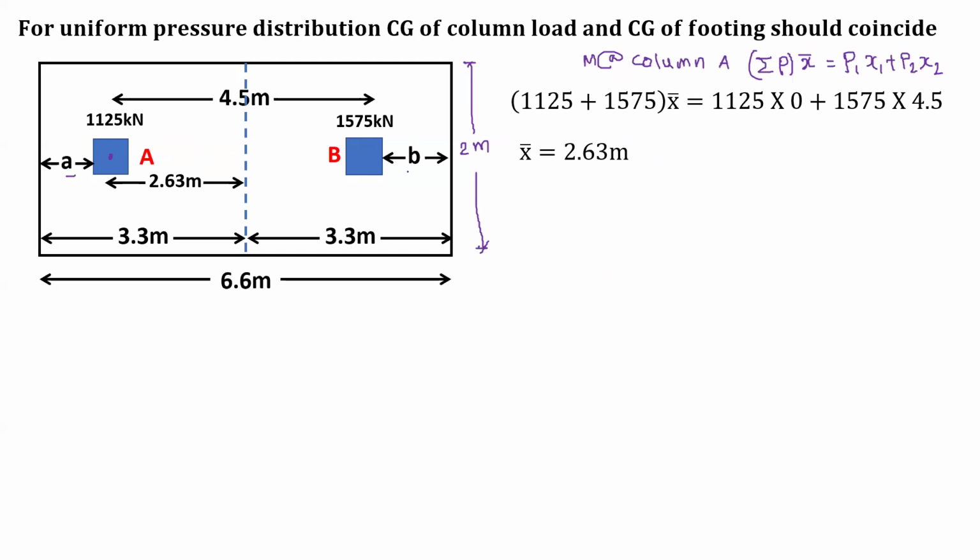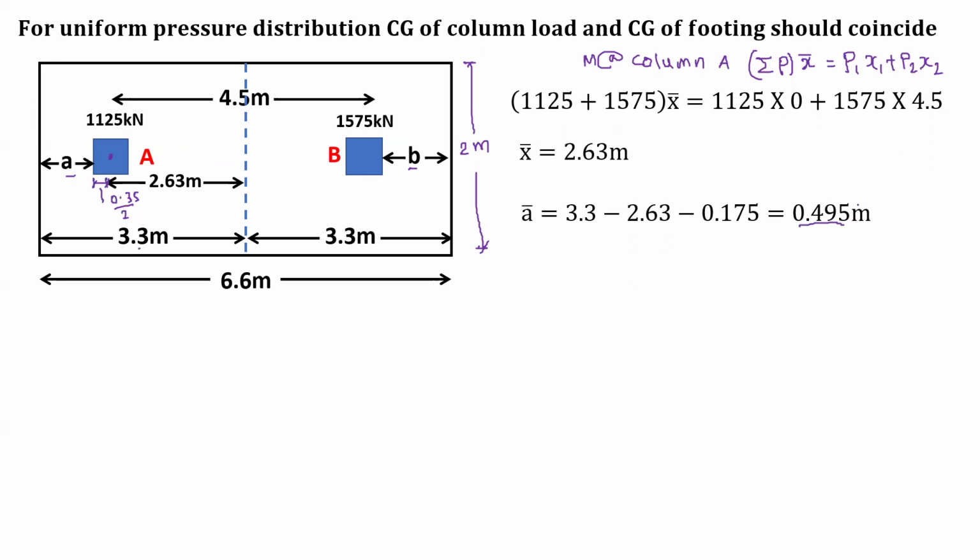Now how will we calculate this A and B? Now we know this distance 2.63. So in total we have 3.3. Now this distance is the column width by 2, that is 0.35 by 2. And by using these 1, 2 and 3 dimensions, we will get the value of A. So A bar is 3.3, that is LF by 2, minus 2.63, that is X bar, and minus 0.175, that is 0.35 by 2. We will get the value of A bar as 0.495 meters.